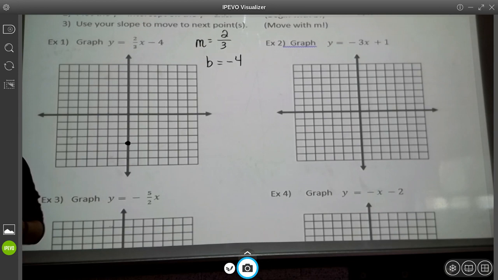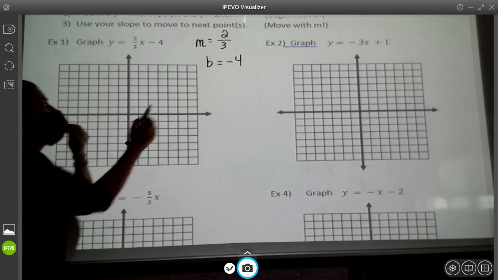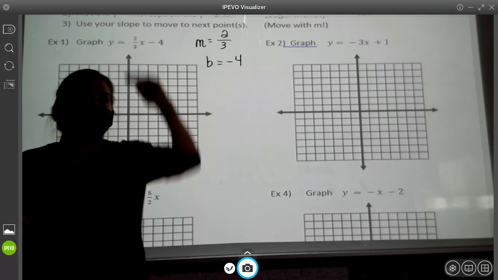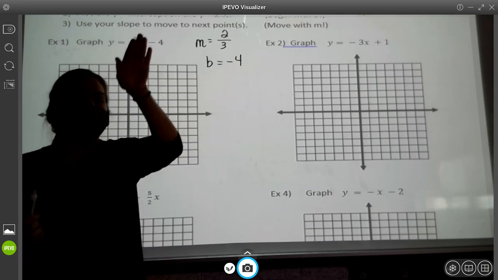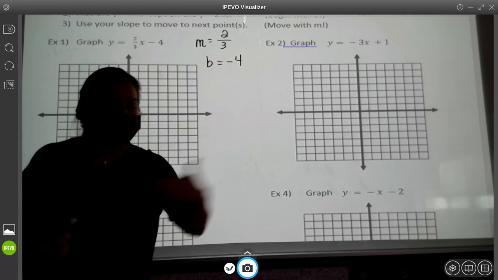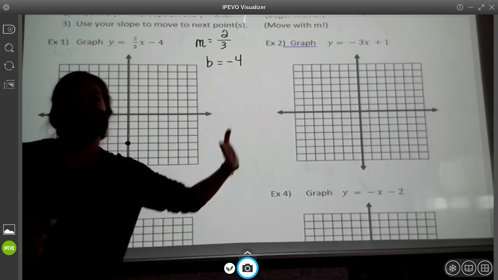Remember your slope. It's rise over run. You will rise up if it's a positive number. You will rise down if it's a negative number. You run side to side. You will run to the right if it's positive. You will run to the left if it's negative.